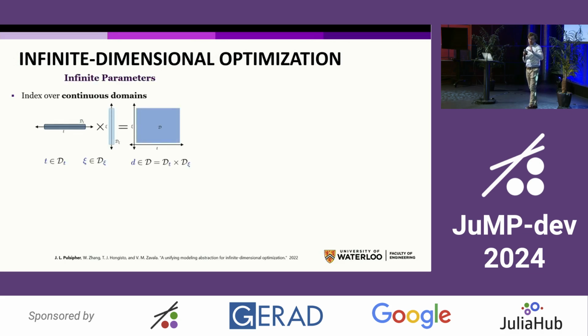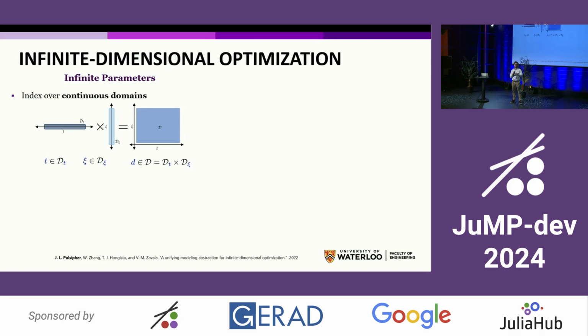For the abstraction behind InfiniteOpt, we kind of have four core elements to it. The first one being what we call infinite parameters. These are just simply the things that index continuous domains of your decision making. So you can think of time, uncertainty, space.